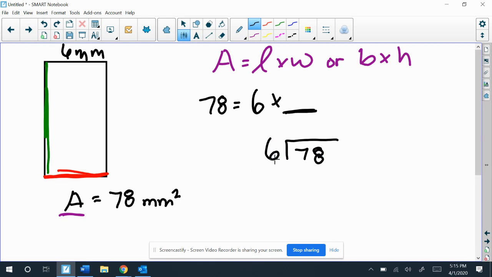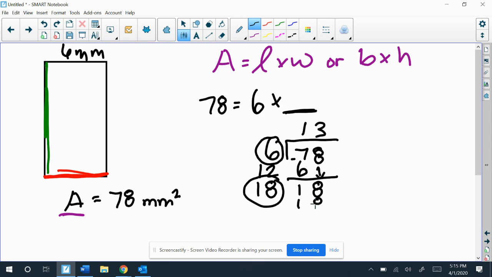Well, 6, 12, 18. I'm going to pause there and circle 6. 1 goes on top. 6 is what I circled. That goes on the bottom. Subtract that. I get 1. Bring down my 8. I have 18. I can now circle 18. 1, 2, 3. 3 goes on top. 18 on the bottom. No remainder. I'm done. So my missing side should be 13. Let's double check. 6 times 13, that's 78. We're good. So my missing side is 13 millimeters.